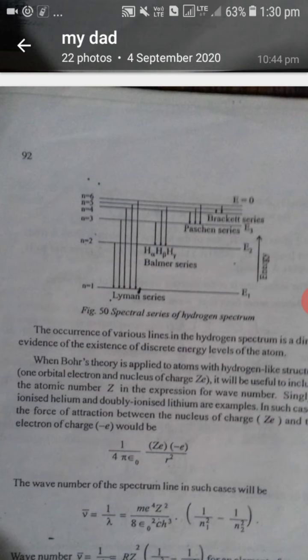Similarly, the wave number also, there you put for the nucleus. Therefore, Z square. Then here you can put nu bar is equal to 1 by lambda. For this you put capital R, the Rydberg constant, into Z square into 1 by n1 square minus 1 by n2 square. This gives the wave number. This agrees with the experimental result.